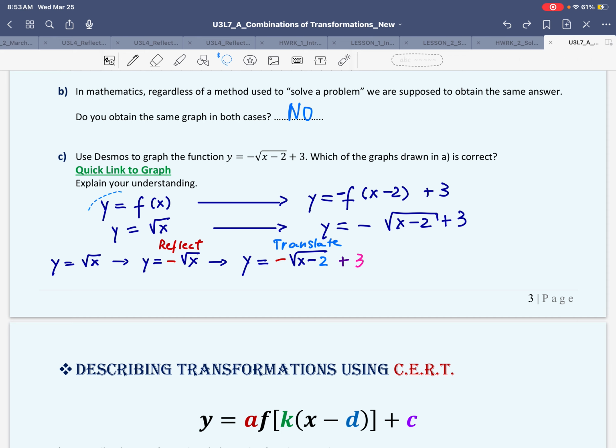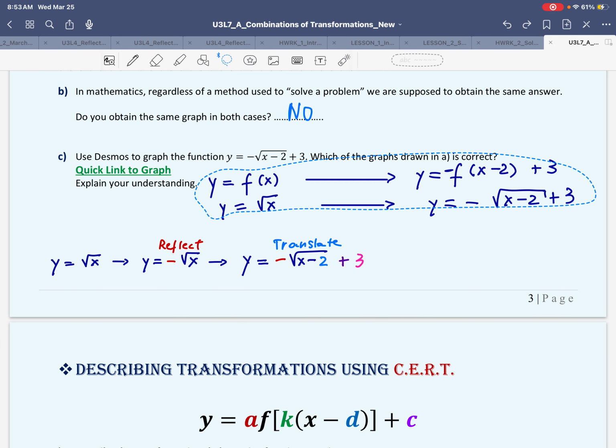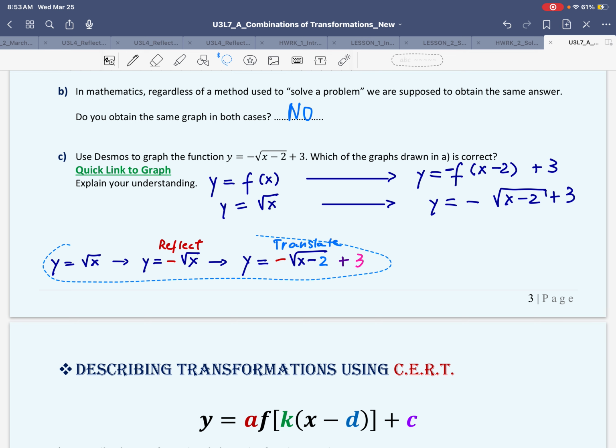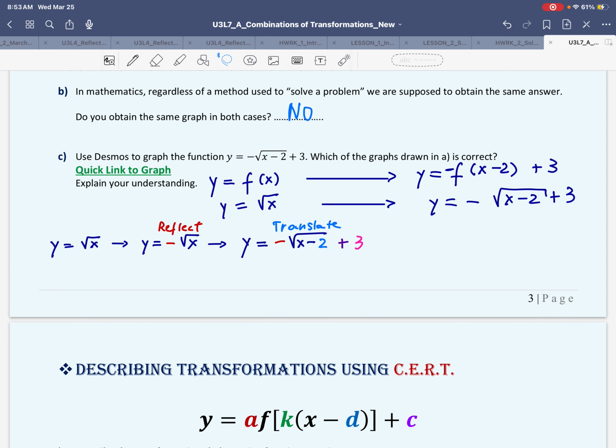Now, if we decide to translate first, so what happens is that y equals square root of x. I'm going to have to create a little bit more room for us here. Okay. So if we have y equals square root of x, and we apply the translations first, then we are creating y equals root of x minus 2 and then plus 3. Now, this will be the translated function.